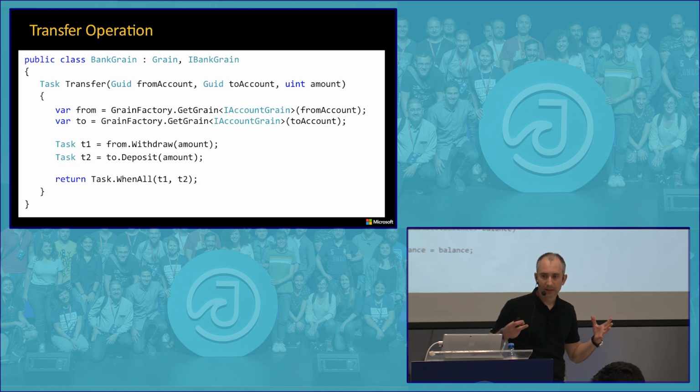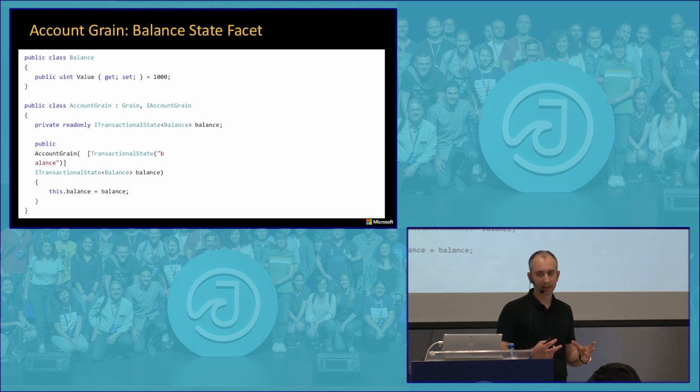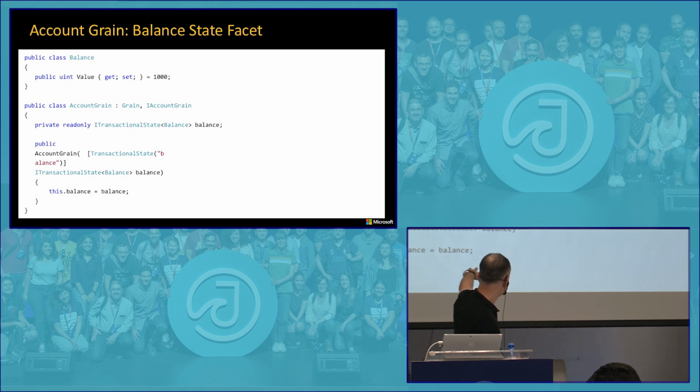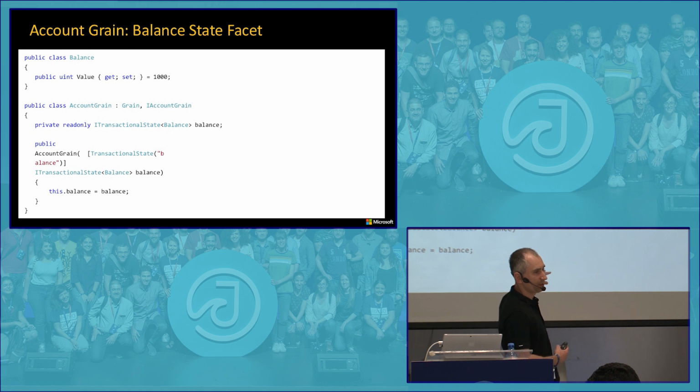So on the account grain implementation side, we're using dependency injection. At the bottom, you see the constructor. Through dependency injection, we inject this balance of type ITransactionalState of Balance, and Balance is defined above as just a single integer property.